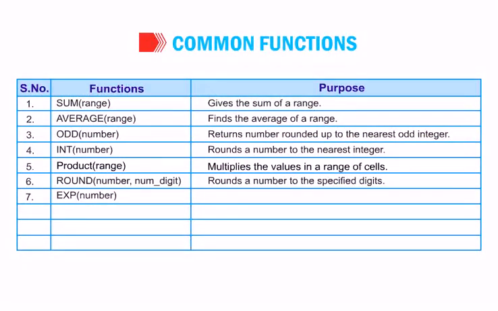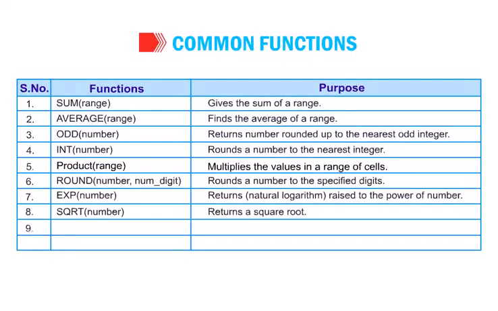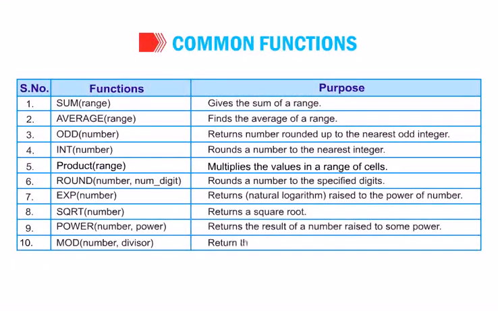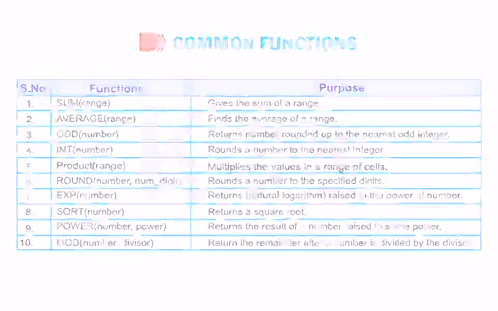Number 7, EXP(number). Purpose: returns e, the base of the natural logarithm, raised to the power of a number. Number 8, SQRT(number). Purpose: returns a square root. Number 9, POWER(number, power). Purpose: returns the result of a number raised to some power. Number 10, MOD(number, divisor). Purpose: returns the remainder after a number is divided by the divisor.